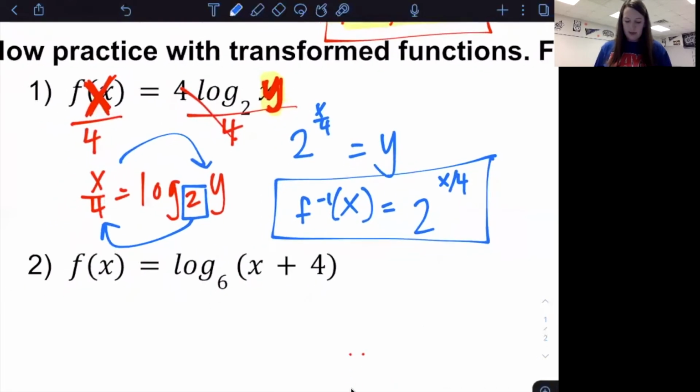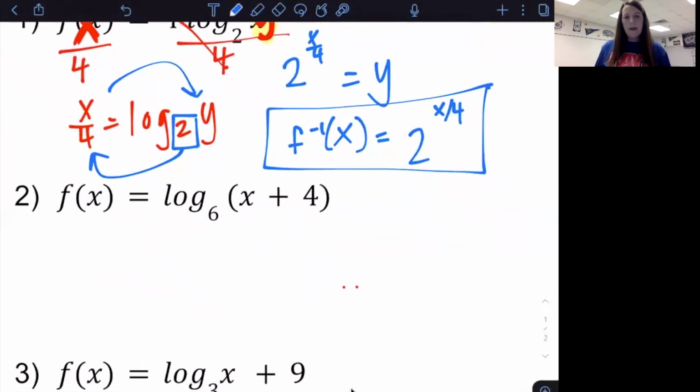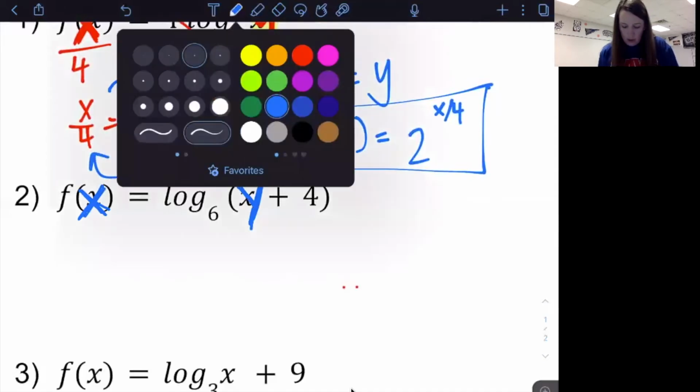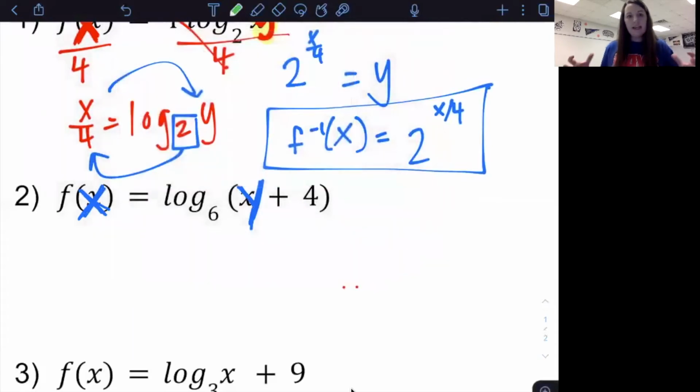Try another one. Next one, f of x equals log base 6 of x plus 4. So we can't get inside those parentheses because those are part of the logarithm until we convert it to exponential form. So I'm going to go ahead and change my x and my y. So we have x equals log base 6 of y plus 4. Okay, so this log is completely isolated. There's nothing added, subtracted, multiplied, or divided outside of the actual logarithm. So we're going to change this to exponential form.